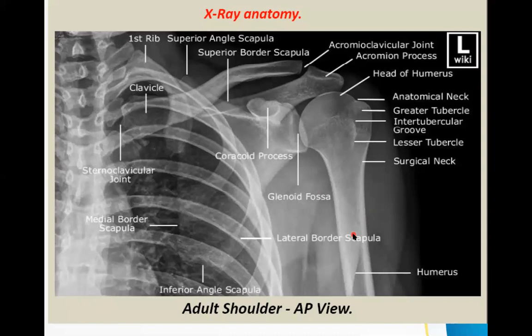Sometimes they come to the hospital with this type of dislocation and they raise their arm, or their upper limb, above the head. This is a very typical description of inferior dislocation of the shoulder. Let's move on.